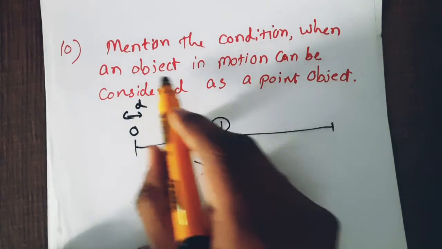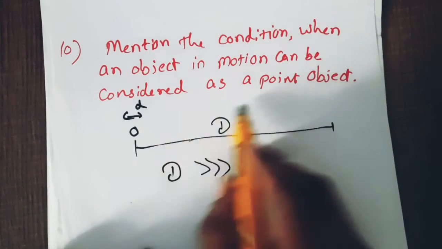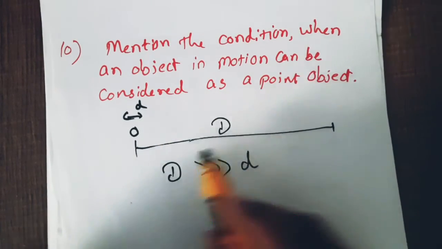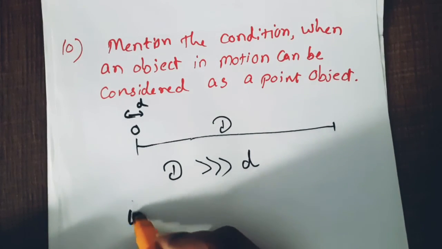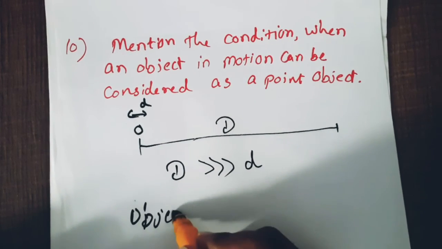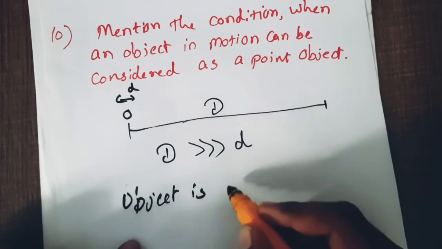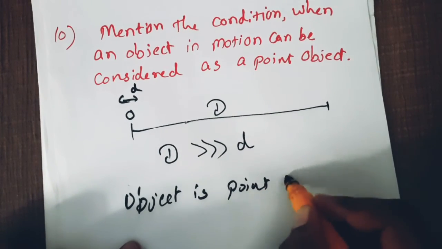So if size of object is very small compared to the motion or distances involved in motion, then we can say that the object is point object.